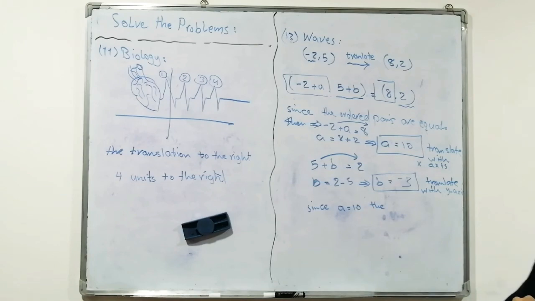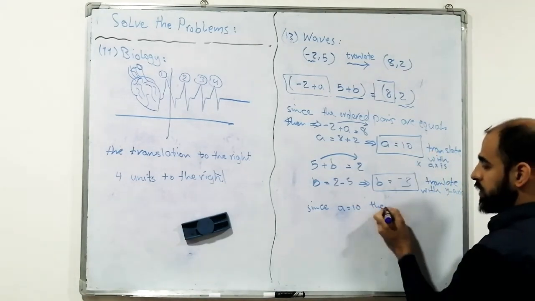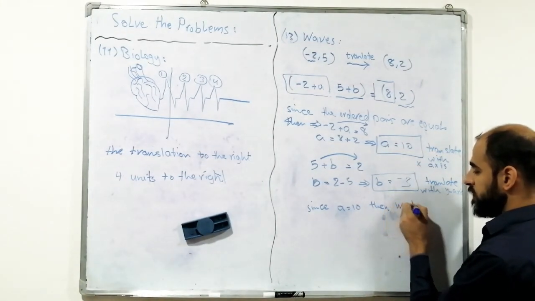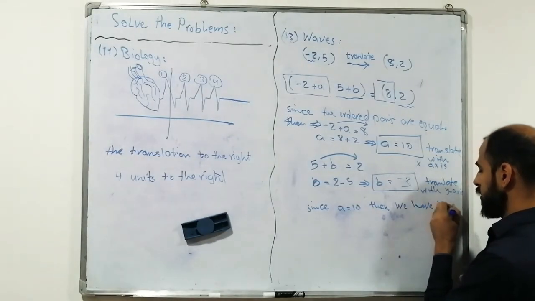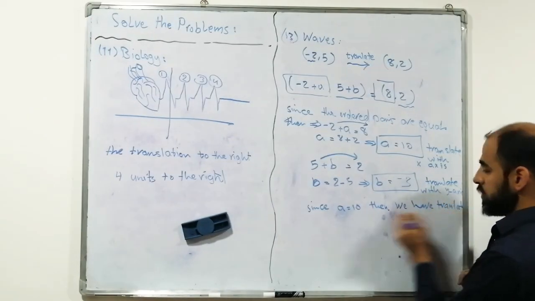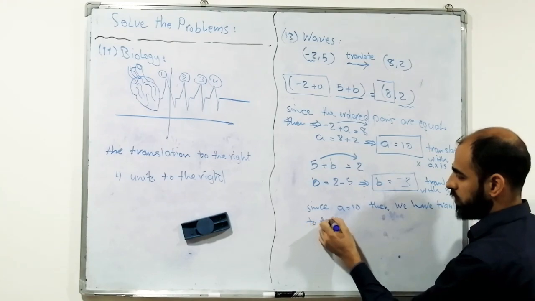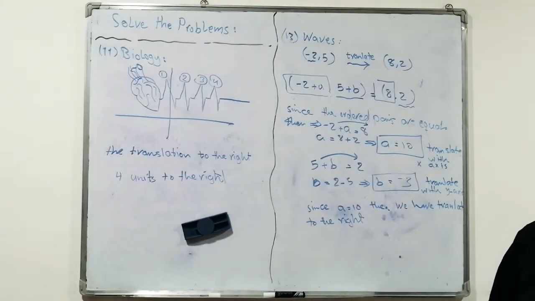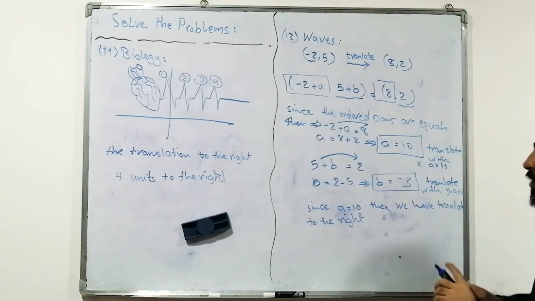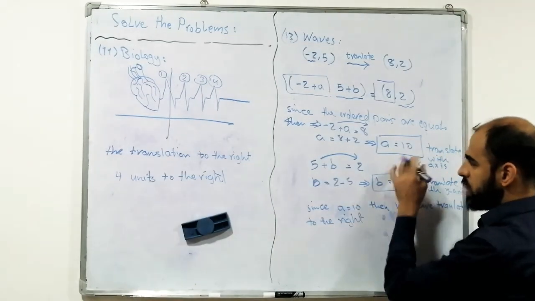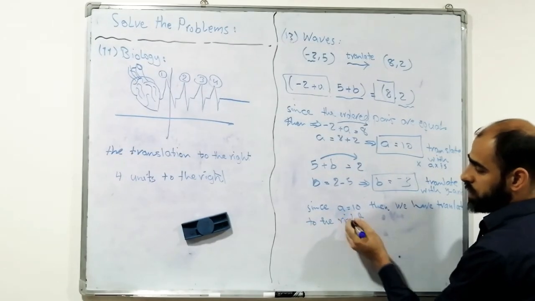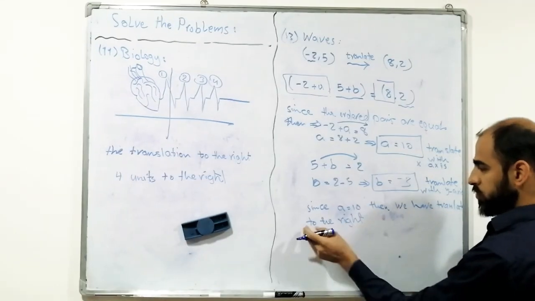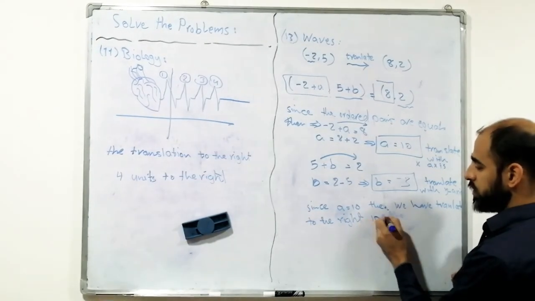الانسحاب بالنسبة لل x، بما انه موجب then we have translation to the right. شلون نعرف to the right؟ احنا تذكرون you remember if I said 2 unit, that means to the positive side. So a is positive and 10, so we move the point. We have translation to the right 10 units.